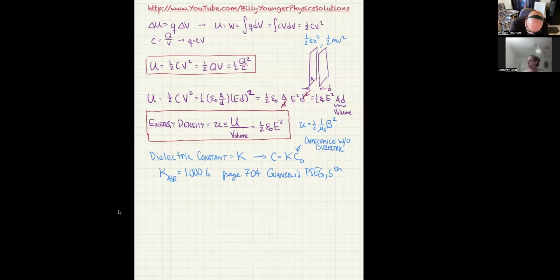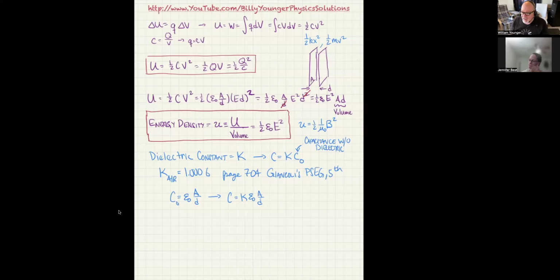Not only that, there's a couple of different ways we can do it. We can say C zero would be equal to epsilon zero A over D. That's what we found for parallel plate capacitors. But when you fill that space between the plates with a dielectric of constant K, then it becomes C is equal to K epsilon zero A over D.